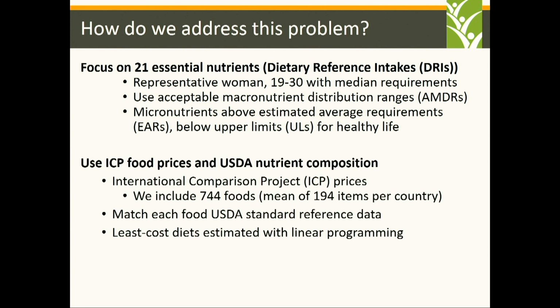We basically used the World Bank's ICP price data and also USDA's food composition data, matching each food item in ICP with USDA's food composition data. And we estimate the least cost diet by running linear programming using R, and we find some interesting results.